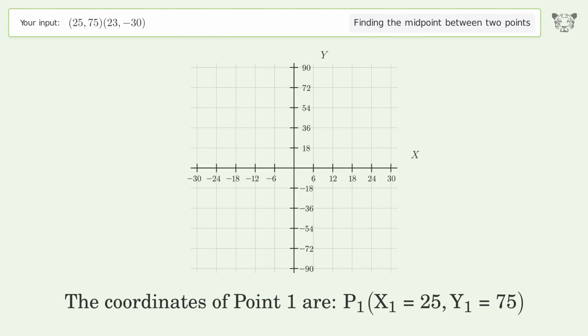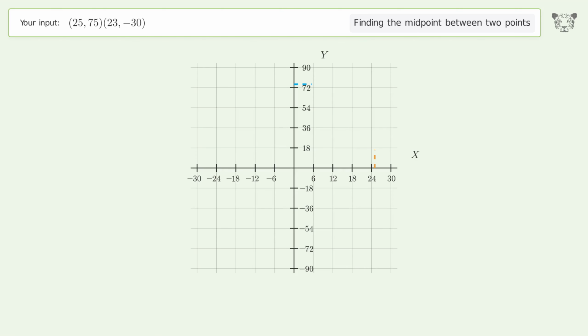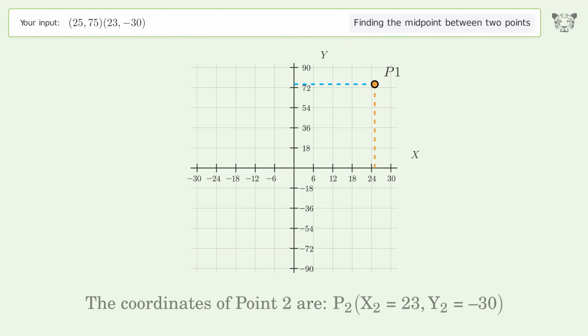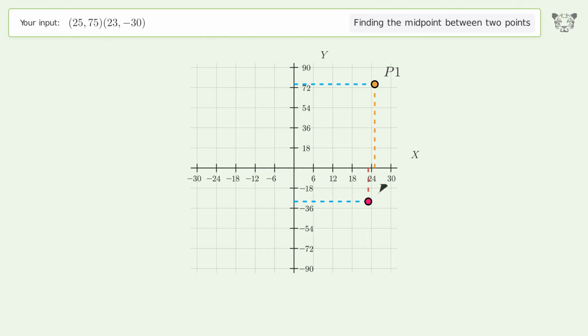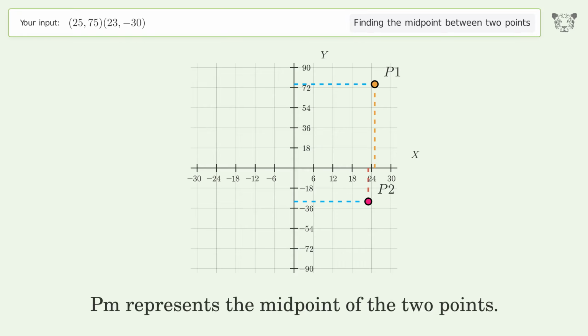The coordinates of point 1 are x1 equals 25, y1 equals 75. The coordinates of point 2 are x2 equals 23, y2 equals negative 30. PM represents the midpoint of the 2 points.